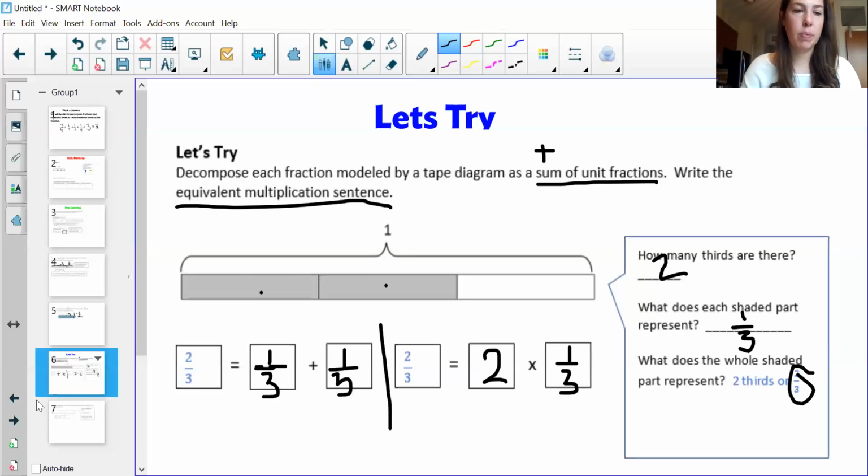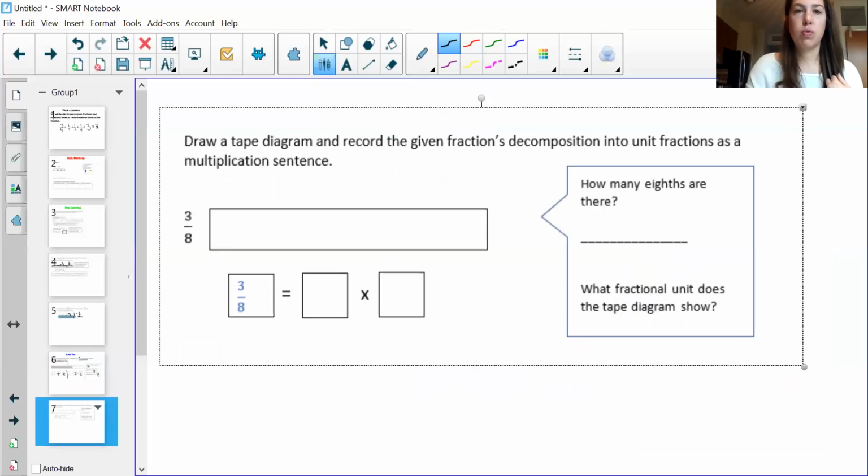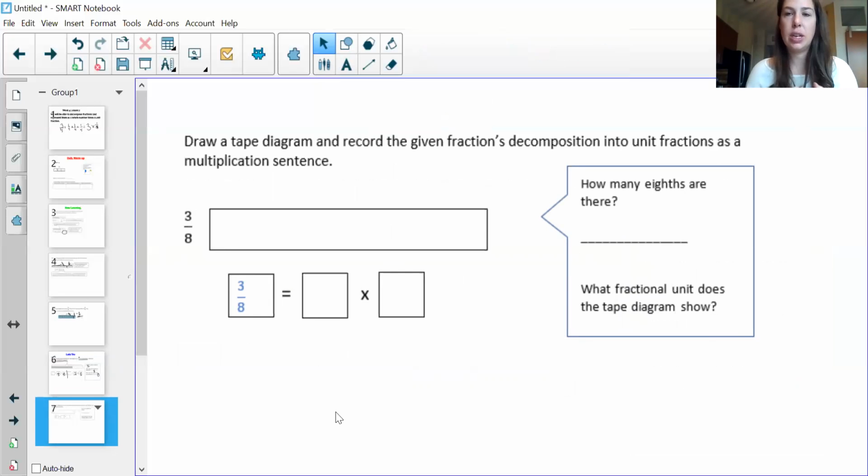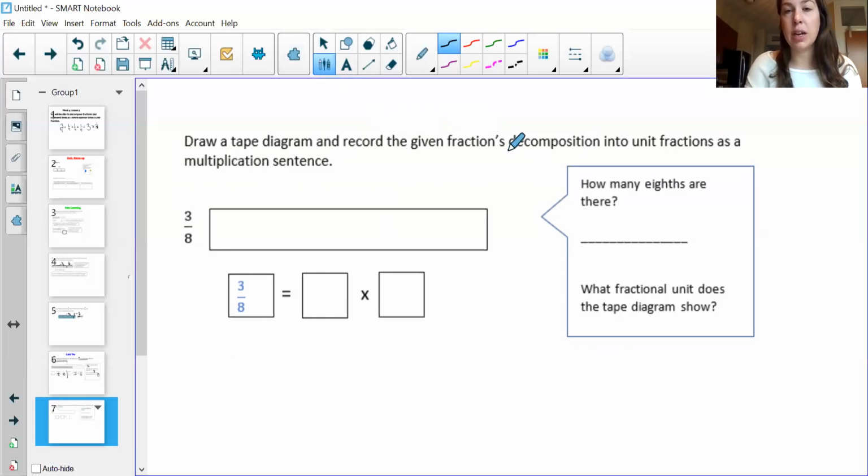Okay, we're going to do one more together before your problem's up. This one says, draw a tape diagram and record the given fraction's decomposition into unit fractions as a multiplication sentence. So what we're doing is we're not drawing the addition sentence this time. We're just drawing the tape diagram and we are drawing the multiplication sentence. So draw the tape diagram, record the decomposition. So that's just how you decompose it as a multiplication sentence.